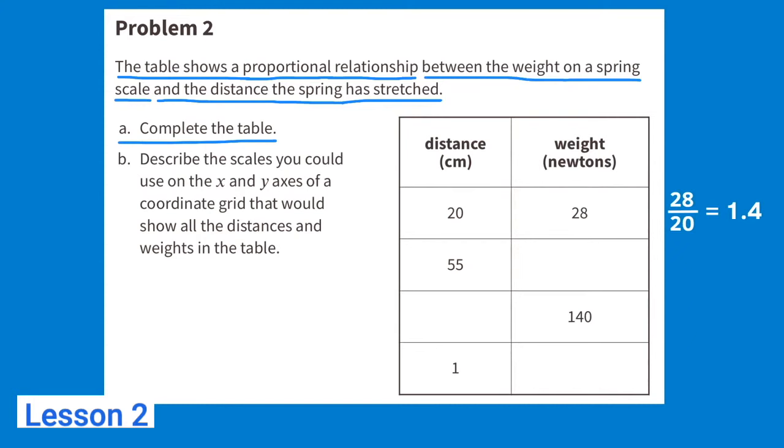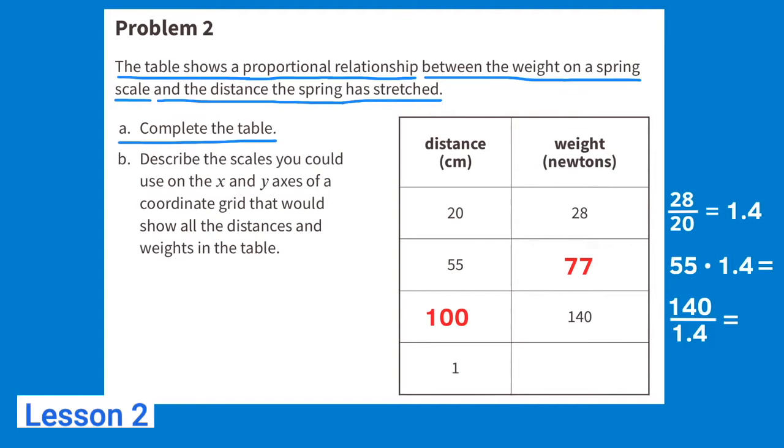The proportional relationship is 1 4/10, which means 28 is 1 4/10 times larger than 20, or 20 is 1 4/10 smaller than 28. That means that in the next proportion, 55 is 1 4/10 smaller than the unknown weight. 55 times 1 4/10 equals 77. So we know that the unknown weight is 77. 140 is 1 4/10 times larger than the unknown distance. So 140 divided by 1 4/10 equals the unknown distance. The unknown distance is 100 centimeters.